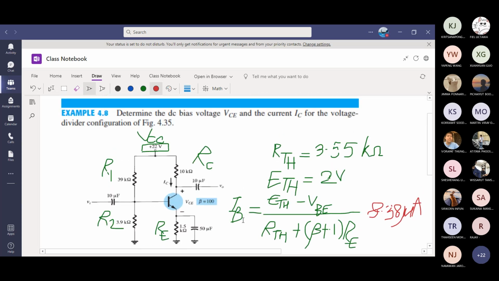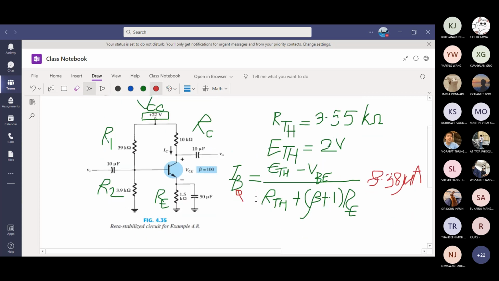And then what is IC? Now this is IBQ. This is the operating base current because you established it already. So what is IC or ICQ? We just multiply IB with beta. You multiply this with 100, you get 0.838 milliamp, or you can say 0.84 milliamp. It is beta times IB.